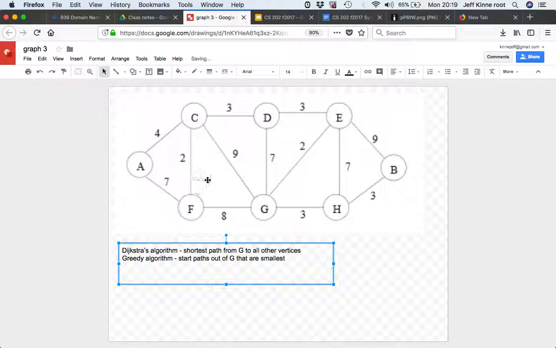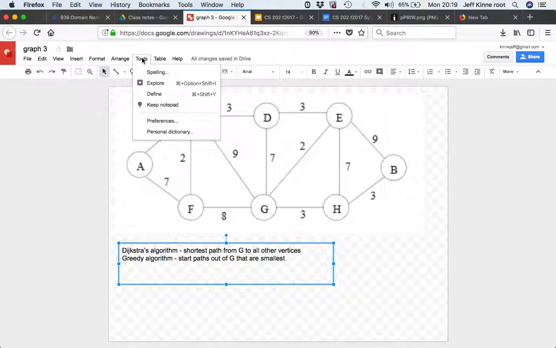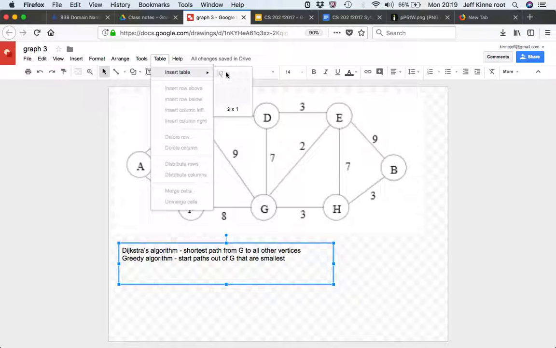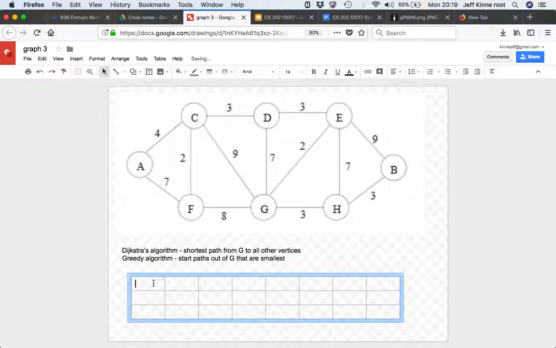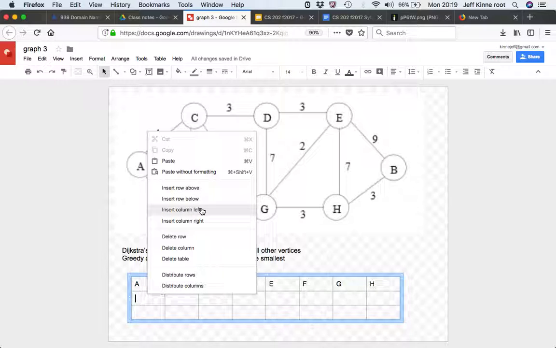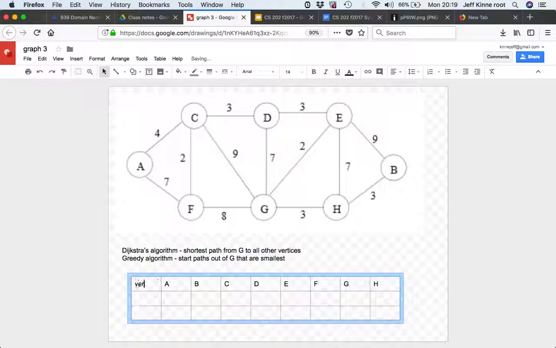So how many vertices do we have here? We have 8. So we'll put in a table with 8 by 3, I think we'll do. Put this down here. Alright, so we have A, B, C, D, E, F, G, H. Alright, maybe we'll have one more column. Alright, so this is the vertex. We'll have the distance and parent. So how did we get there? We're going to start from G.